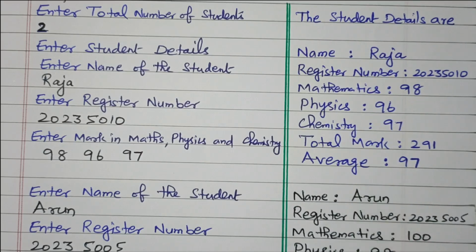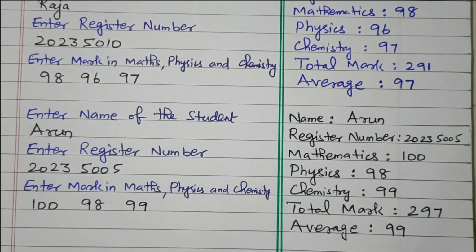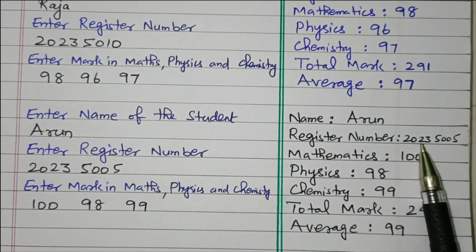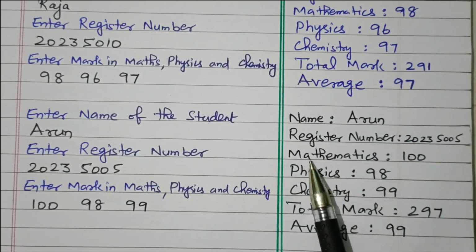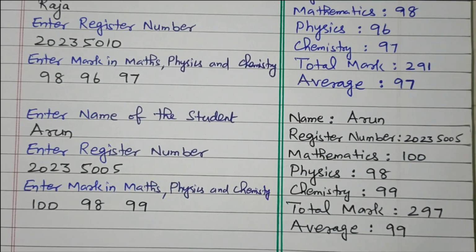For that also we again open the for loop. Then i is incremented, it will go to the second student: name Arun, register number 20235005, mathematics 100, physics 98, chemistry 99, total mark 297, average 99. Right, so it will print the two students' details. First it got the two student details, total and average are calculated, then printed one by one.